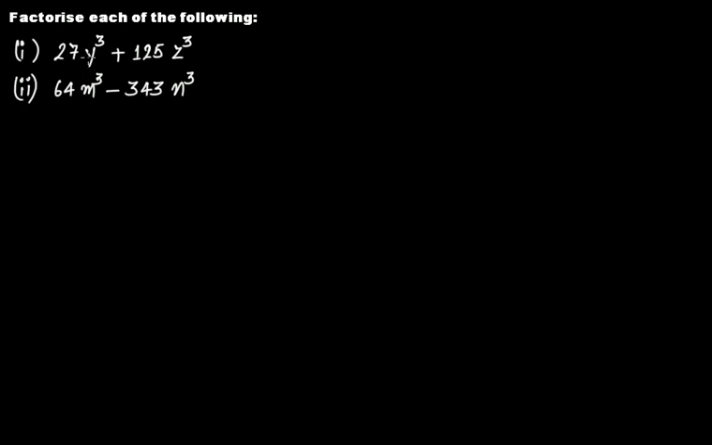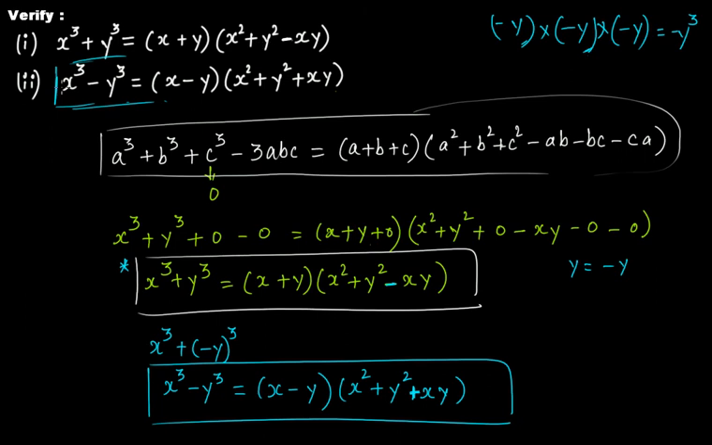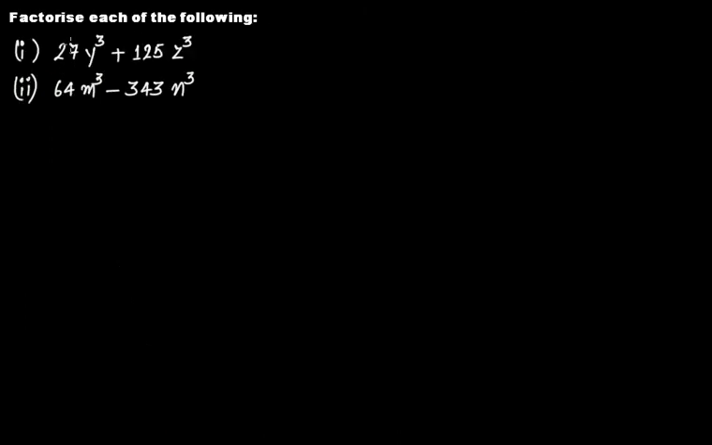Now clearly this is 27y cubed plus 125z cubed. You can use only this one. Using these two identities you can solve these two problems. So it's 27y cubed, so this is 3y whole cubed, because 3 multiplied by 3 multiplied by 3 is 27, and y multiplied by y multiplied by y is y cubed. Plus this is 5z cubed, because 5 multiplied by 5 multiplied by 5 is 125, and z multiplied by z multiplied by z is z cubed.